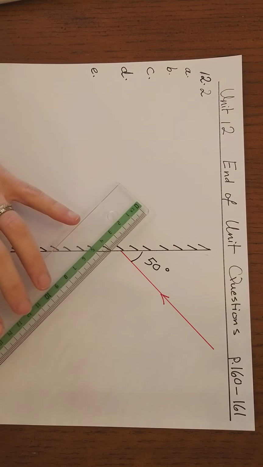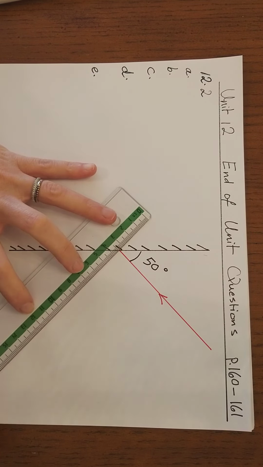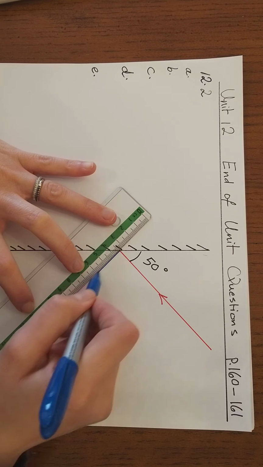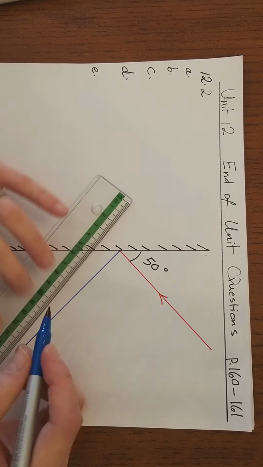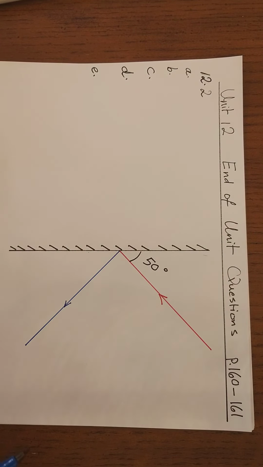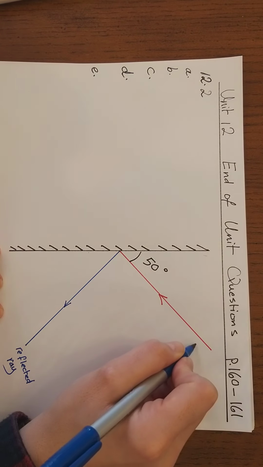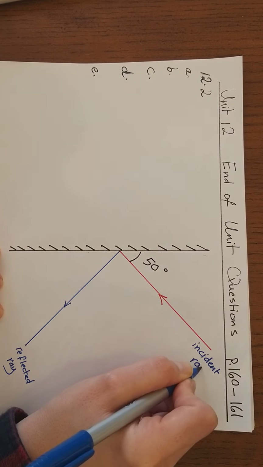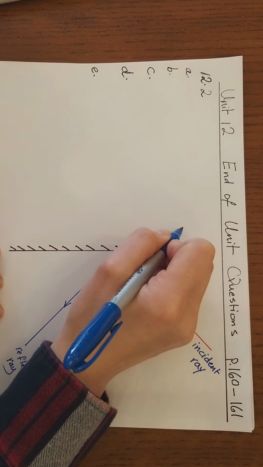The reflected ray is drawn at the point where the ray hits the mirror, exactly in the opposite direction. And we show the direction of the ray. Okay, now we need to label them. This is the reflected ray. This is the incident ray. And this is the mirror.